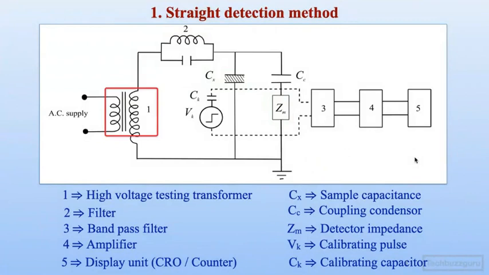Again, it's a matter of repetition. High voltage testing transformer. Then this is a filter, a band pass filter, amplifier, CRO or counter. Okay, sample capacitance, coupling capacitance, detector impedance. Okay, and then you have this calibrating capacitor and calibrating pulse generator. Let us go through the details of this particular method as I explained through the diagram also.